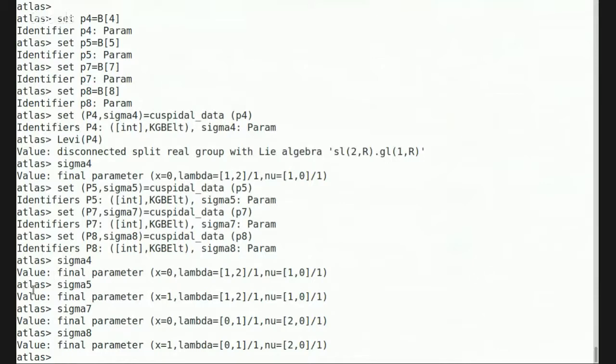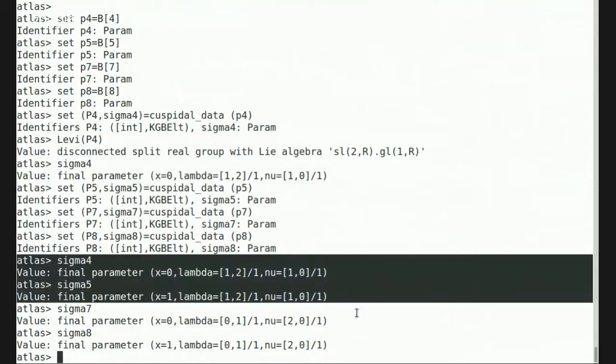So notice that these two representations, sigma 4 and sigma 5, are discrete series representations of the same Levi factor, SL2 cross GL1. They have the same nu parameter, 1, and they have the same lambda. And well, this is an SL2 here. This 0 and 1 are giving you the two discrete series of this Levi factor.